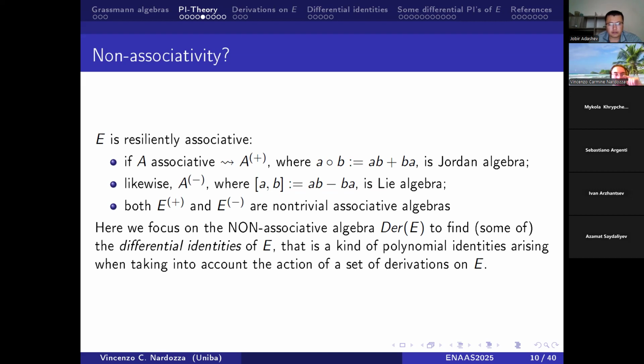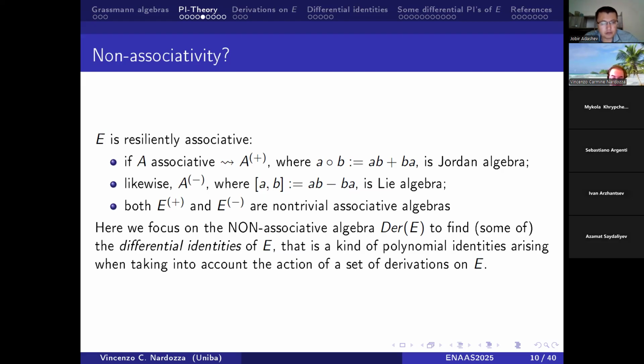By the way, the non-associativity does not deal with E directly. It will deal with the differential identities of E. That is, one has to take into account the non-associative algebra, the derivation algebra of E. And the differential identities of E are precisely this, in a sense, the kind of polynomial identities arising when we want to take into account the action of a set of derivations of E.